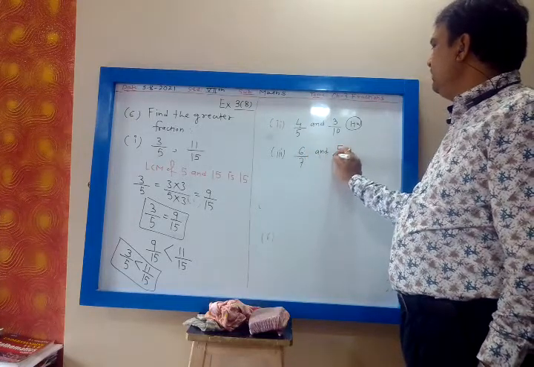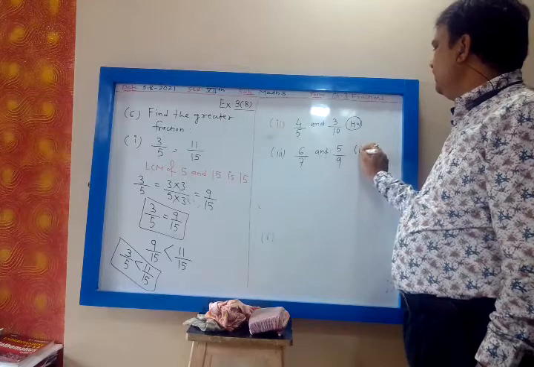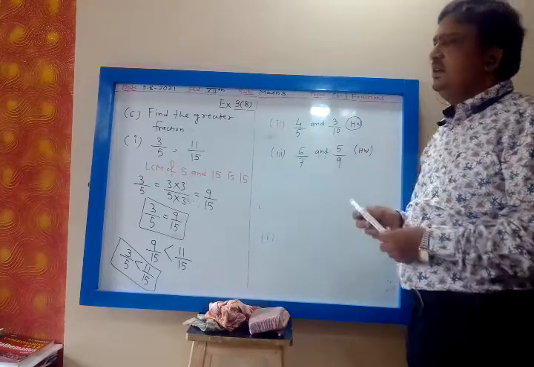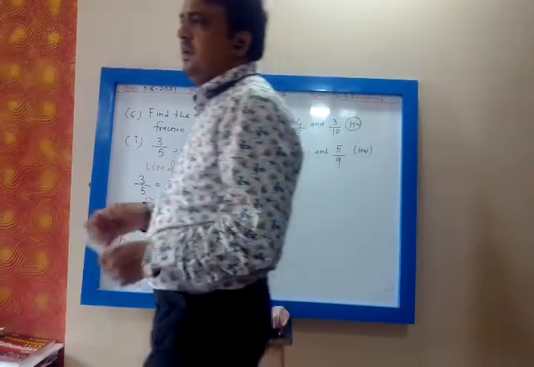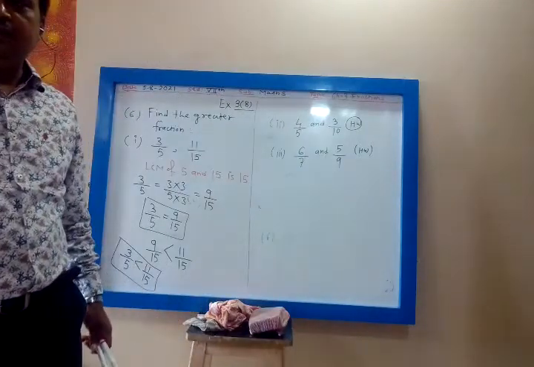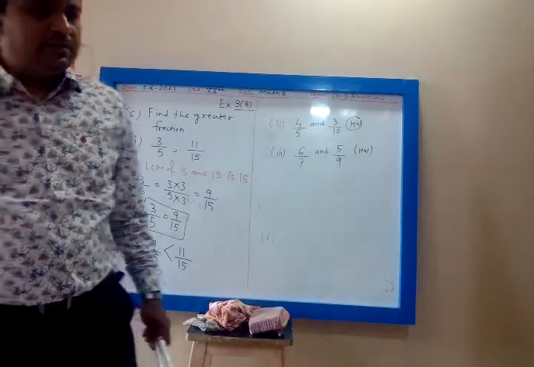You have to take the LCM of the denominators and make the denominators equal. When denominators are equal, compare the numerators.